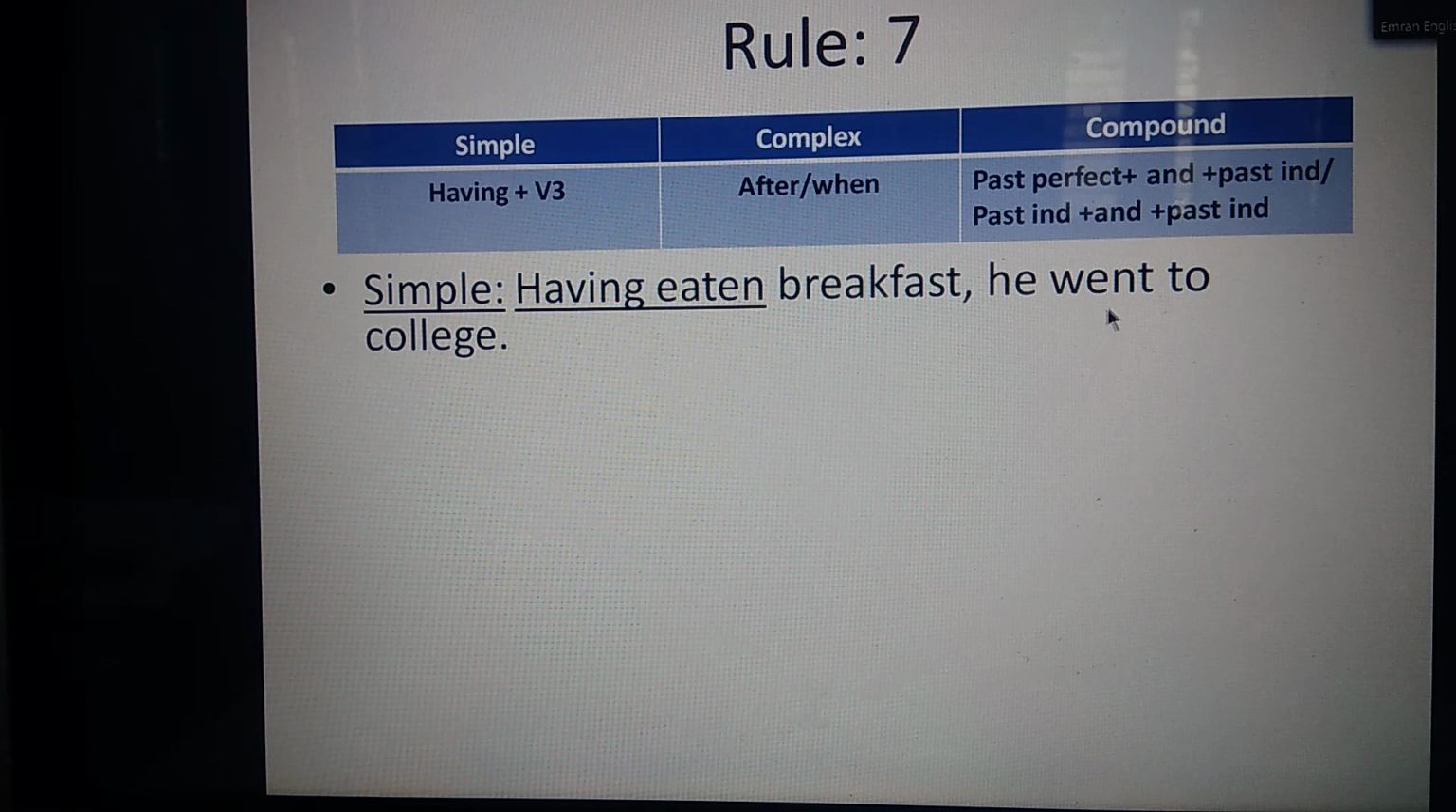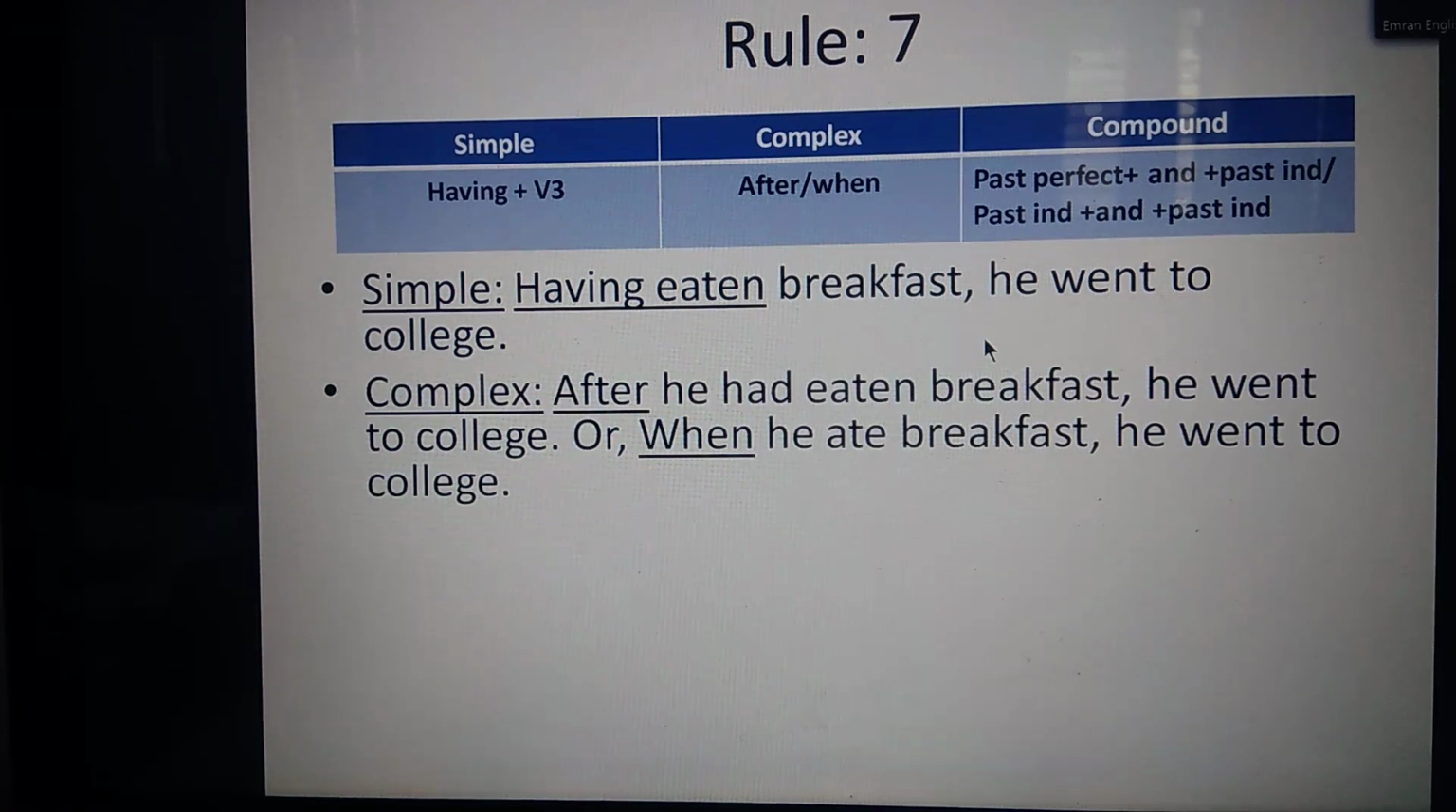Then as the main clause of the sentence, went, is in the past tense, we need to convert this having to past tense. The past tense of having is had. So he had eaten breakfast. So now use a conjunction after at the beginning of the sentence. So after he had eaten breakfast, he went to college.